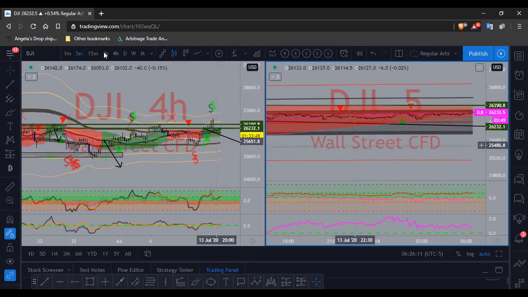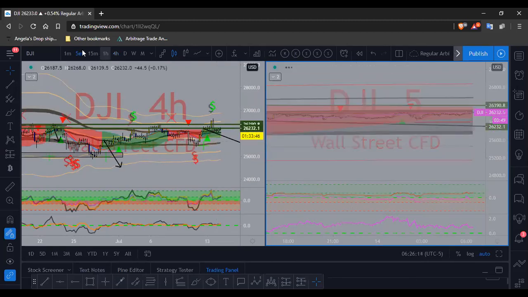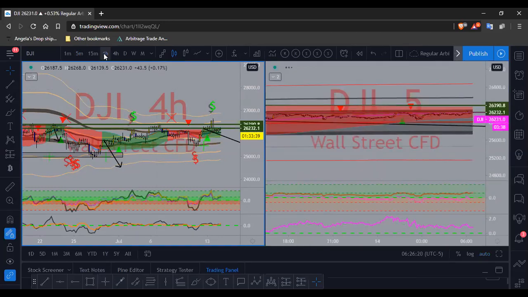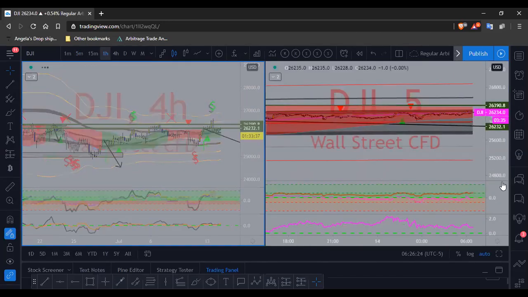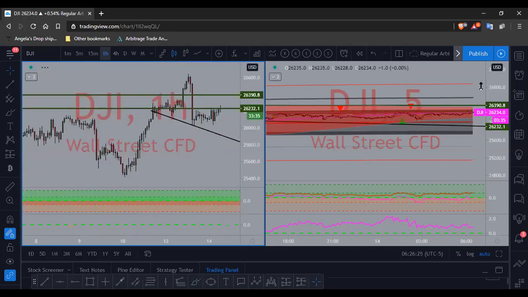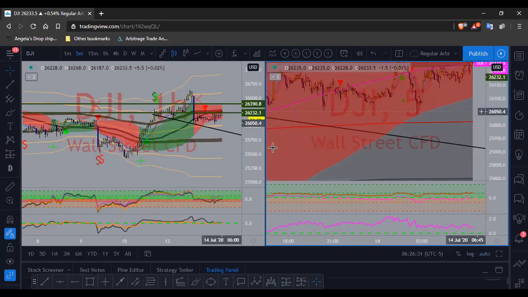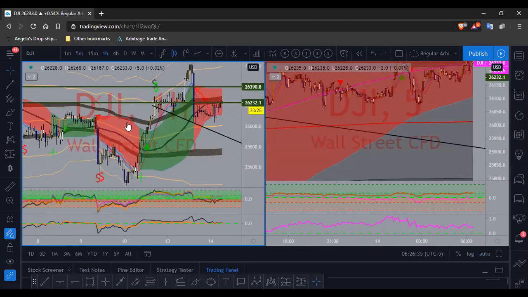All right, go to the 1 hour time. I need to get rid of some of these drawings. Well, I mean, they could stay. Okay, so there we go. So Dow Jones on the 1 hour. We'll take a look at the left side over here on the 1 hour time frame, maybe full screen.